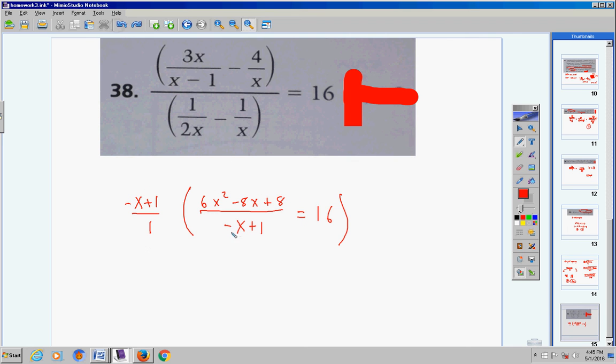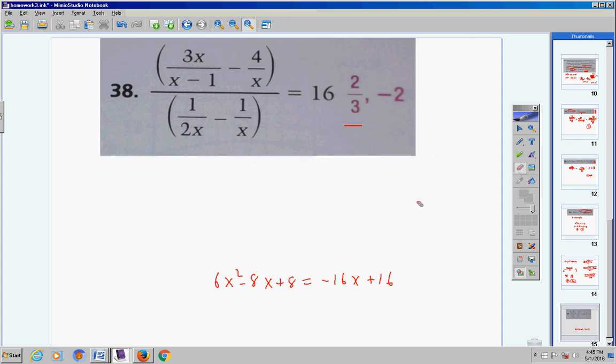This would cancel with this, just leaving you with 6x squared, negative 8x, positive 8. Equals, and now take negative x plus 1 times 16. Negative x times 16, negative 16x. Positive 1 times 16, positive 16. Look at that. The entire thing is now simplified down into this right here. Okay, so I have a quadratic equation.